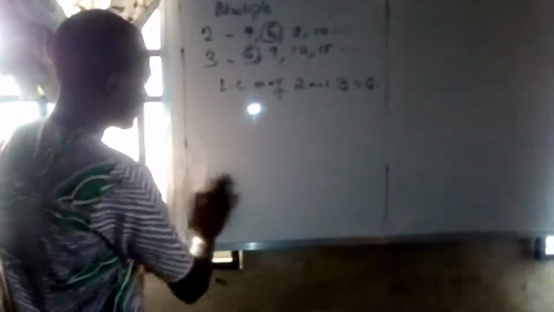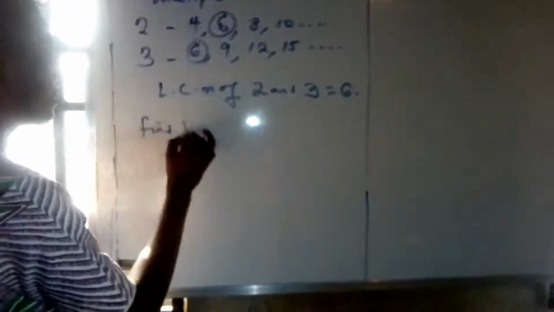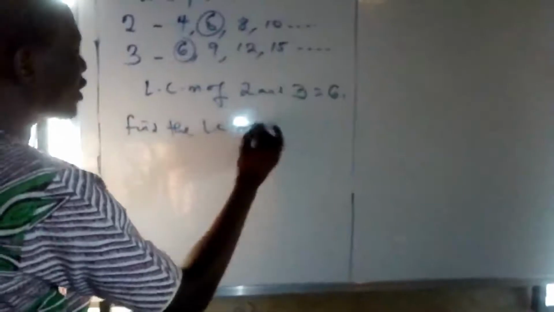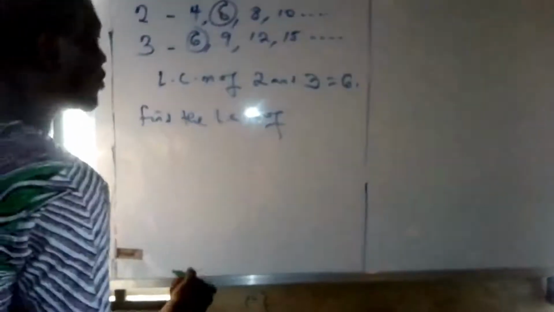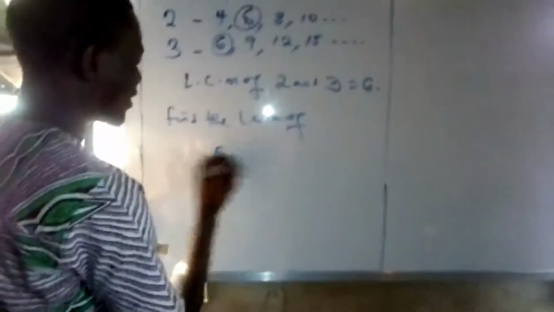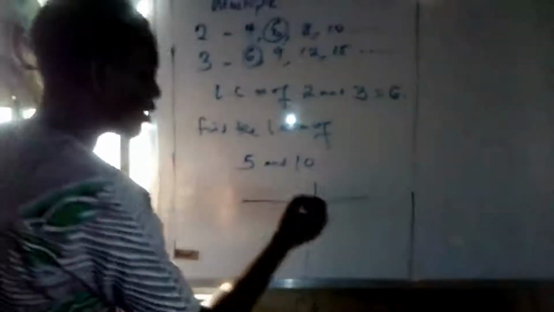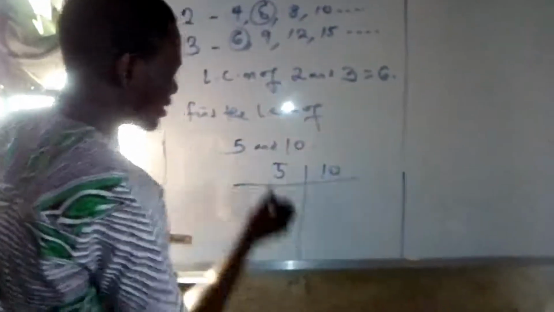Then another way of getting this value is the factorization method, prime factorization. Let's say we have to find the LCM of 5 and 10. So we have the numbers 5 and 10.